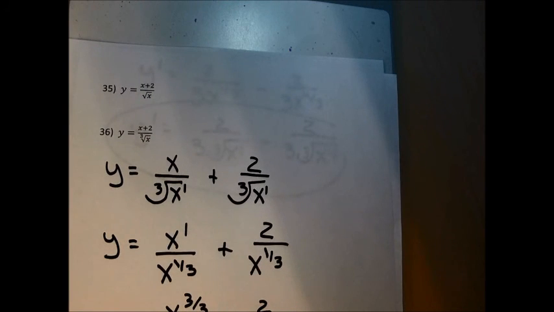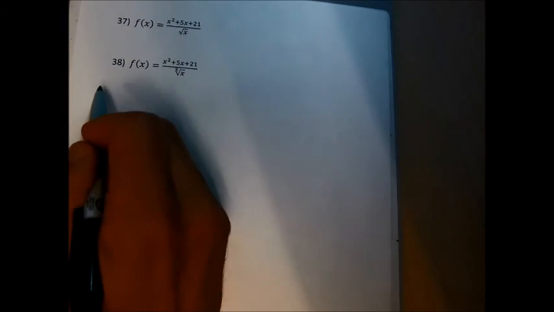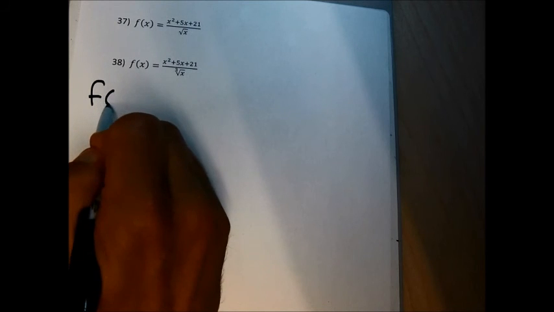So you should give 35 a crack. It should work the same way. 37 and 38 are kind of grown-up versions of this problem. They're even a little bit harder, but they're basically the same. So 37 and 38 start with a fraction that has a single term in the denominator. I need to rewrite it.